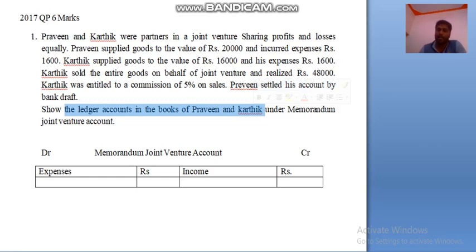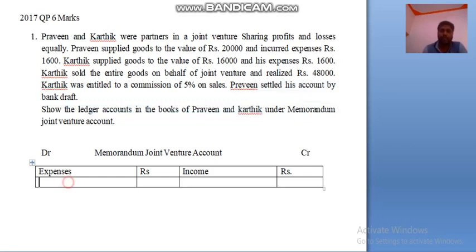Here we have to prepare the personal account of Praveen and the personal account of Karthik under the Memorandum Joint Venture account. The Memorandum Joint Venture account is prepared when the co-ventures decide to maintain only their personal transactions. In such circumstances only, we prepare the Memorandum Joint Venture account. First we will prepare the Memorandum Joint Venture account, then we'll move to the personal accounts of Praveen and Karthik. This account is very familiar, with no significant differences from the Joint Venture account.